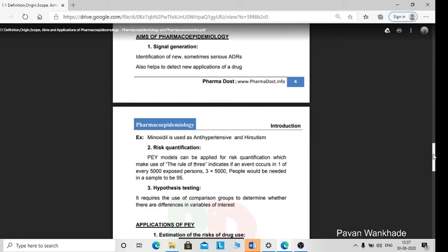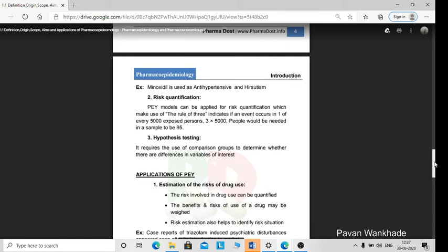Risk quantification. Pharmacoepidemiology models can be applied for risk quantification, such as the rule of three. It indicates that if an event occurs in one of every 5,000 exposed patients, 3 times 5,000 people would be needed in a sample to have 95% confidence of observing it. Hypothesis testing requires the use of a comparison group to determine whether there are differences in the variable of interest.